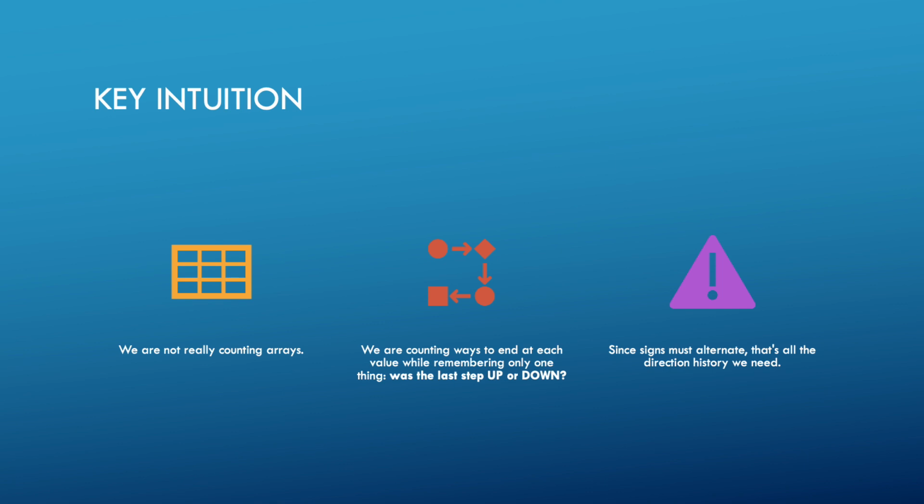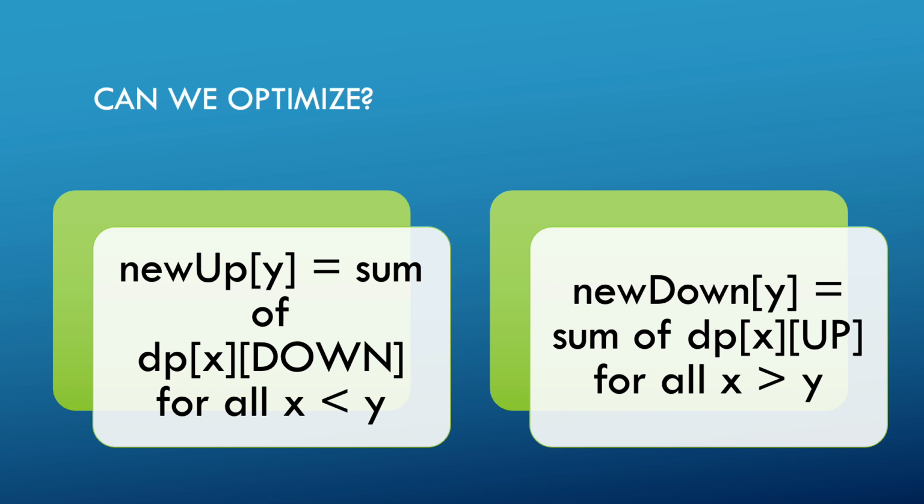So this is how we derive the formula. So now we come to the key intuition part, which basically is, firstly, we are not counting arrays. Are we counting arrays? Not really. So we are just counting the ways. Remember this phrase, ways. And we want to calculate the number of ways that end at each value, while remembering only one thing, which is the direction history. Since signs must alternate, that's all the direction history we need.